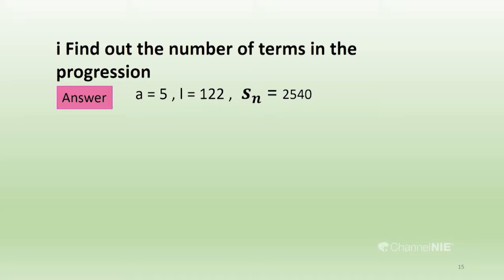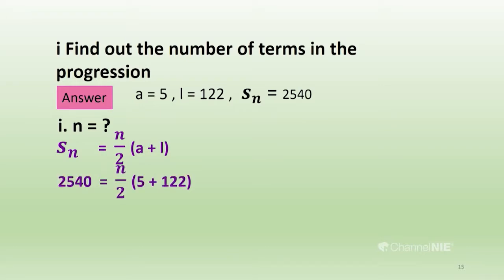Then we have to substitute the values. Sn equals n over 2 times (a plus l). Let's substitute. Sn is 2540. n over 2, we can't substitute any value for n because we don't know n; we have to find it. Then n over 2 times (5 plus 122). First term is 5, last term is 122. We substitute that, then we can simplify the things in the bracket.